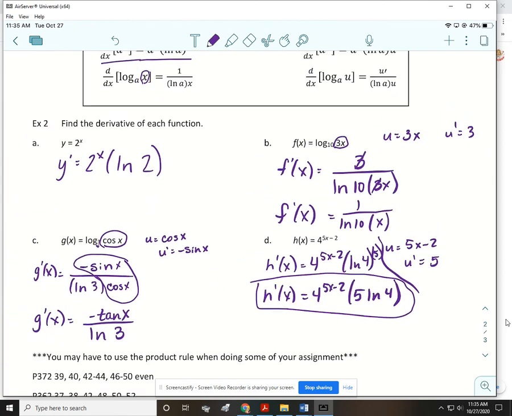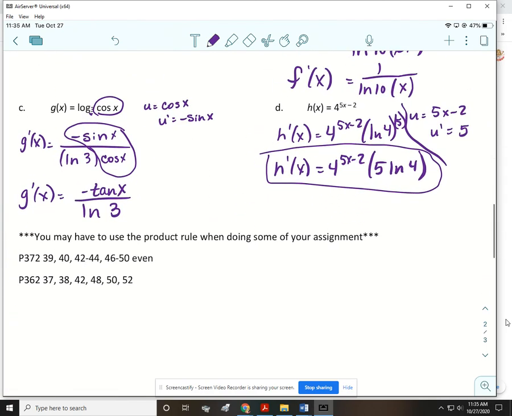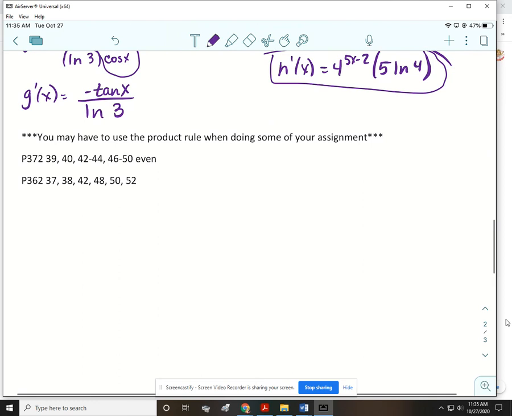All right, so your assignment is coming from a couple of pages in the book, page 372 and 362.